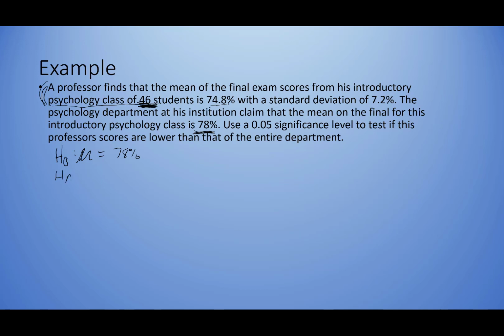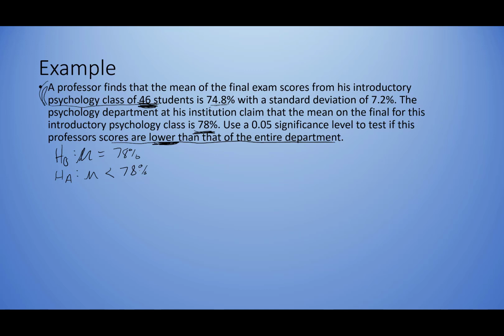Okay, now our alternative hypothesis, again, it can take three different forms, and we want to determine the form based off of the phrasing in the question. Now, at the very last sentence here, it says we want to test if this professor's scores are lower than that of the entire department. So because it's asking us to test whether they are lower, we would want to use the less than symbol. So we're trying to decide, is it actually lower than 78%? So that's going to be our alternative hypothesis for this particular example.